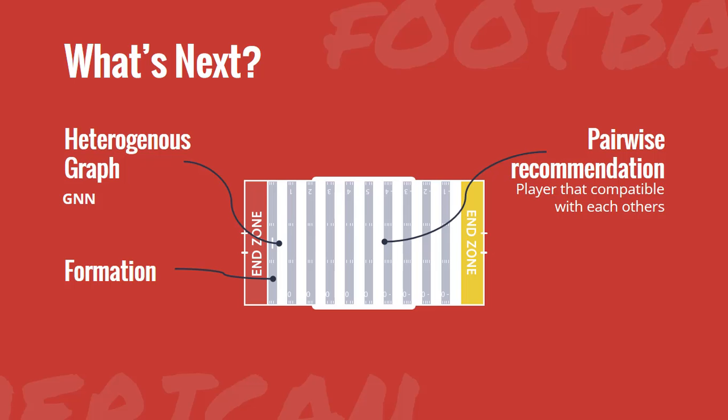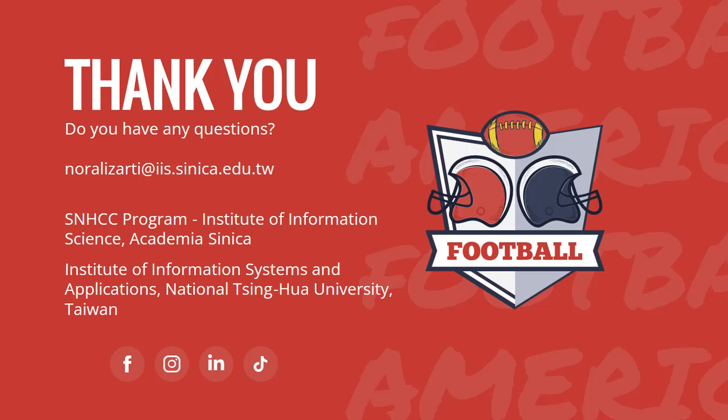Then, what is the next step? The next stage is to combine the directed graph into a heterogeneous graph so that we can do node prediction and of course look for pairwise recommendation to see if each player is compatible. And finally, we can find out whether the formation of the returner affects the performance of the returner and kicker. I think that's all of my presentation.